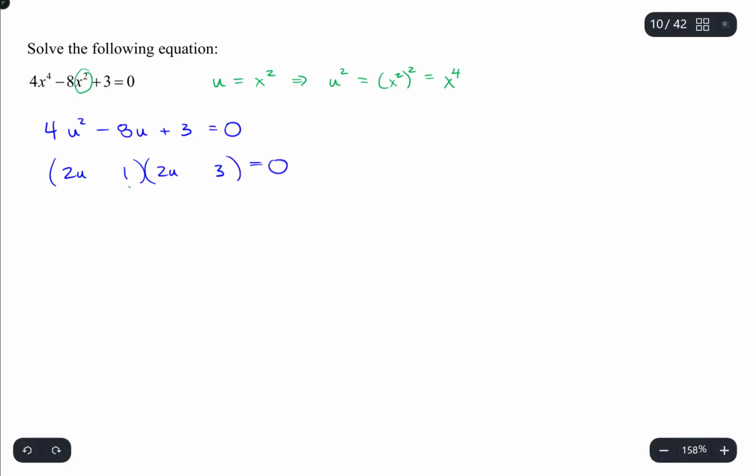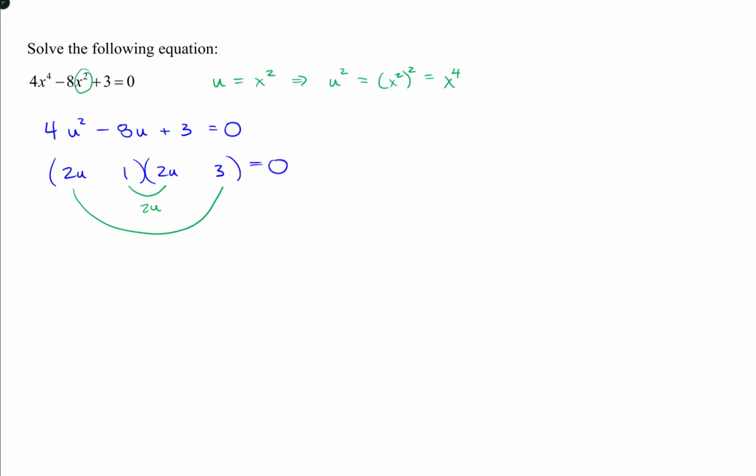Now, what I also need is the middle term to work out, which means I need to multiply these two values, so 2u times 1 is 2u, and these two. So 3 times 2u would be 6u. Alright, now, I need them to add to negative 8u, and if they were both negative, that would actually work out. So if both of these are negative, let's make sure everything checks out at this point. So negative 1 times negative 3 would give me positive 3. The middle term works out to negative 8u, and then the leading term, 2u times 2u, is 4u squared. Okay, that's great.